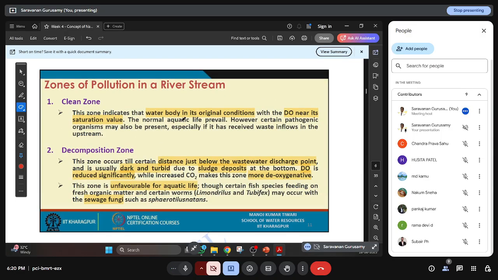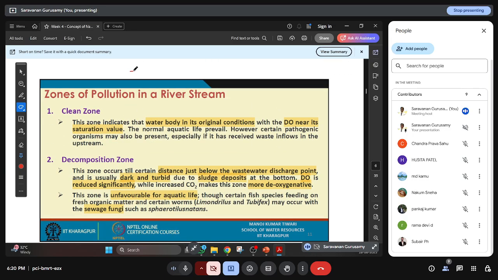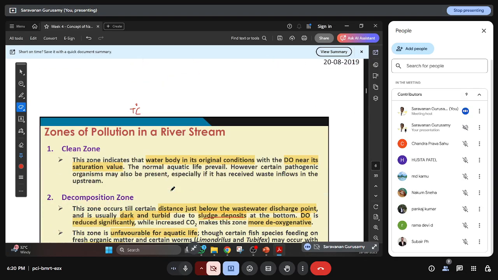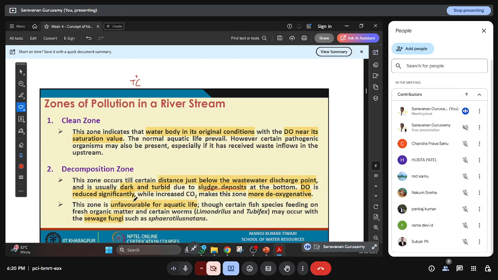Then the clear zone is the one which has its own saturated DO. What is saturated DO? At a given temperature, if the temperature is 20 degrees, we can get a maximum DO of 9 milligram per liter, right? So whenever there is a maximum DO, that is called a clear zone. That's the original condition of the river. Then the decomposition zone is just below the discharge of the wastewater. It will be very dark and turbid because we have more organic pollutants, and the sludge will deposit here. More sludge is getting deposited, and DO is reduced significantly because we have an addition of organic matter.